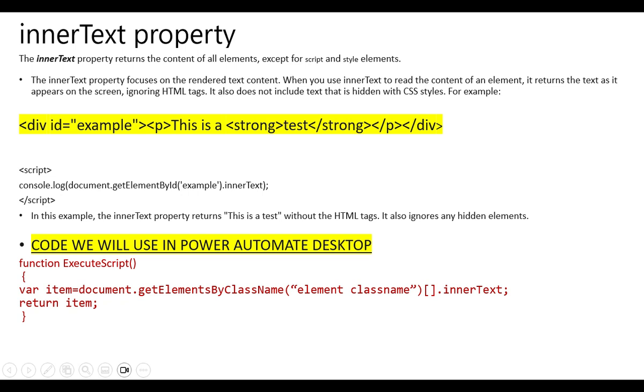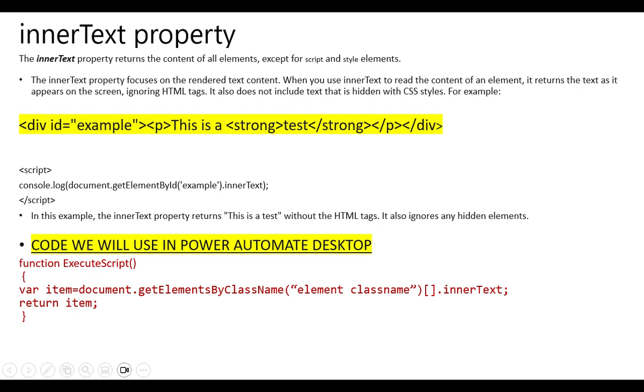Here we come to the inner text property. So what is inner text? Inner text returns the contents of all elements except for script and style elements. Here we have a sample: this is the element, this is the attribute, and this is the text. If you use inner text, it will return the text without the tags. But if you use inner HTML, it will return the tags also. This is the difference between inner text and inner HTML. Here we will be using inner text.